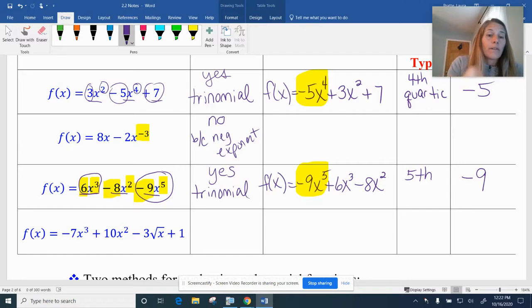And then finally, number 4, if we take a look at number 4, we see this x here that's inside a radical. The only types of variables that you can have in polynomials are variables with exponents that are positive whole numbers. This is a radical. So technically, if you were to make this an exponent, it would actually be the 1/2 power, which is not a whole number. So this is not a polynomial.